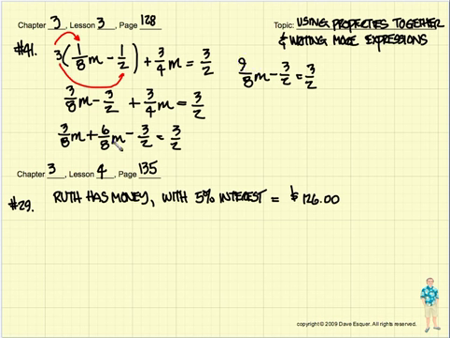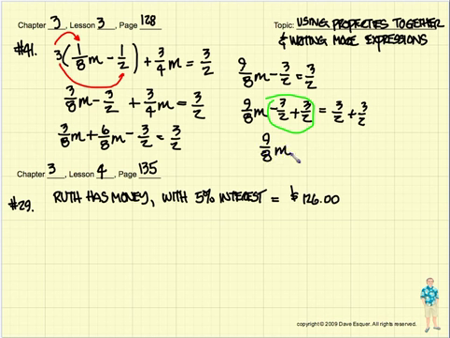There's our 9/8. 6/8 and 3/8 was 9/8. So 9/8 m minus 3/2 is equal to 3/2. Hopefully you're going to tell me, hey, let's add 3/2 to both sides. Okay, we're going to do it horizontally. And I have a big goose egg over here. Minus 3/2 plus 3/2. So this side looks like 9/8 of an m is equal to now 6 over 2. 3/2 plus 3/2 is 6/2.